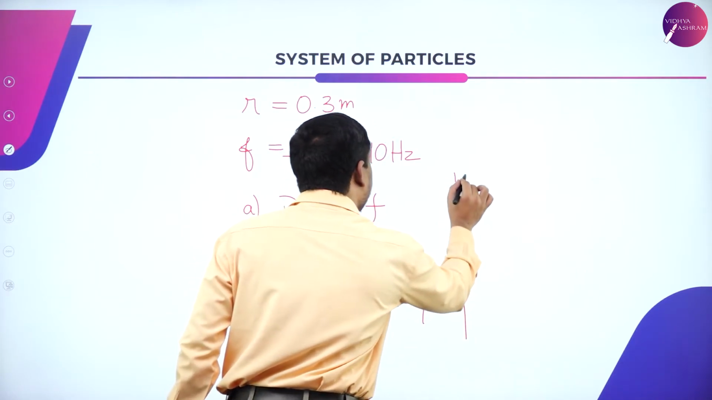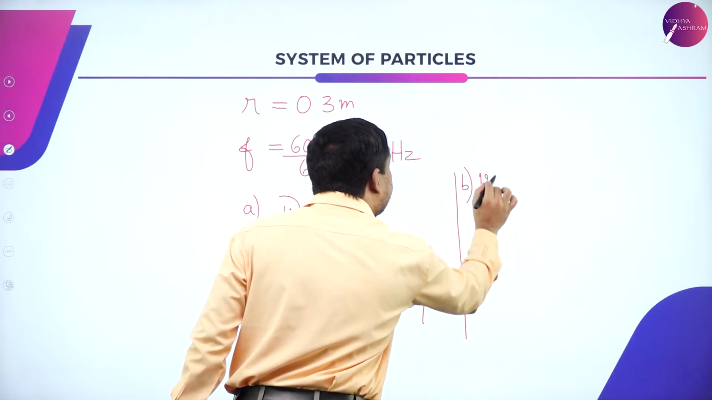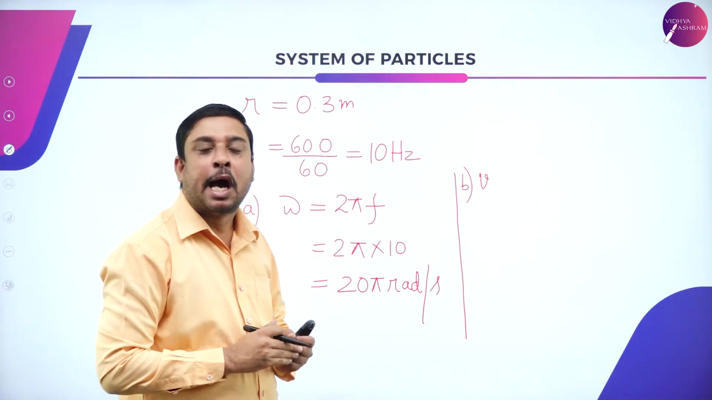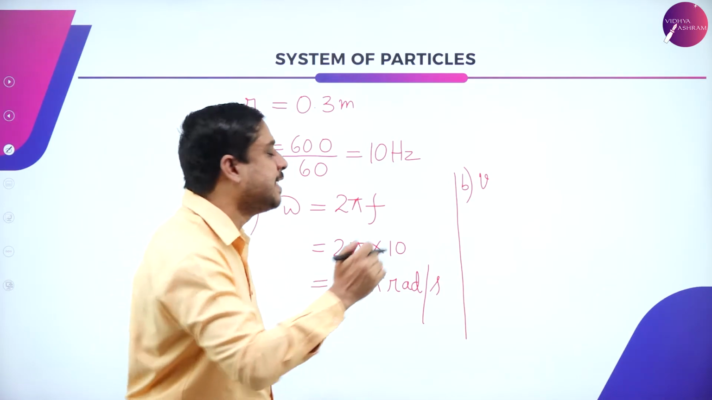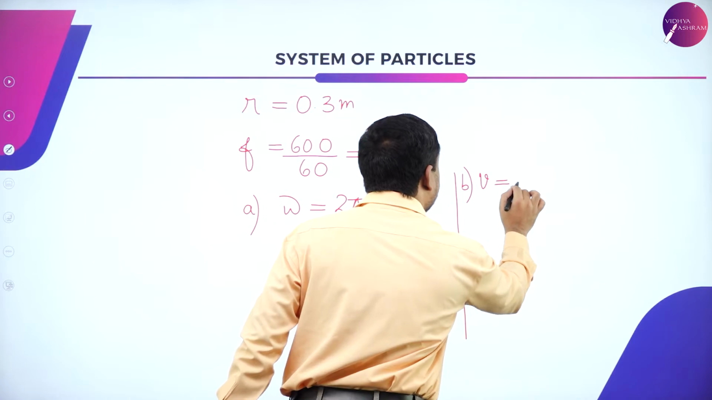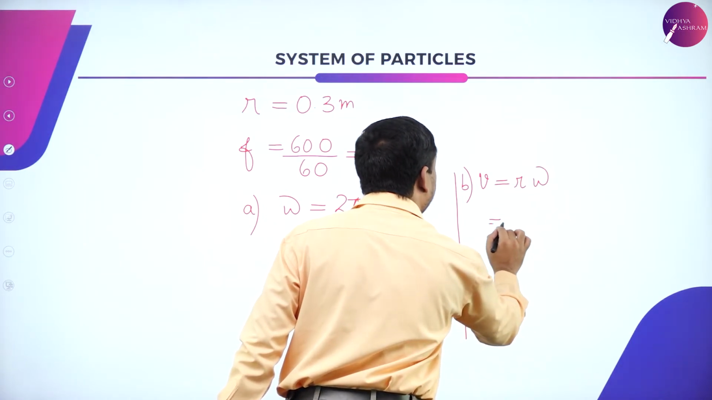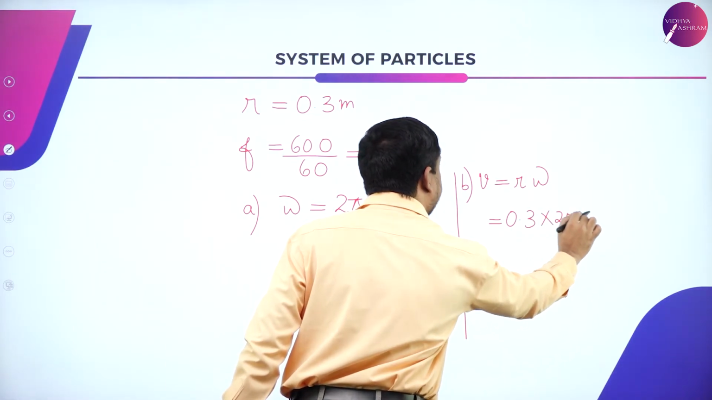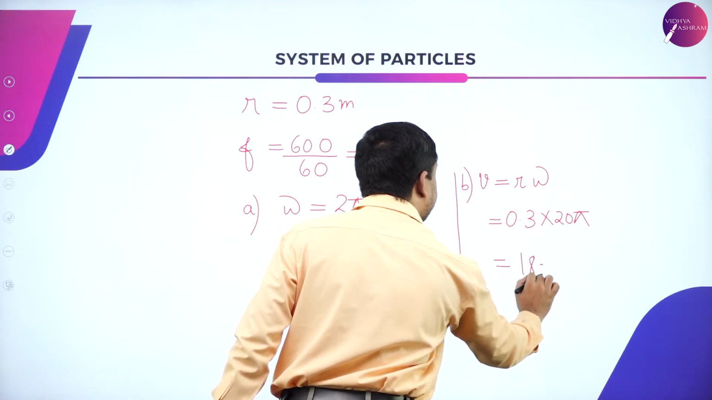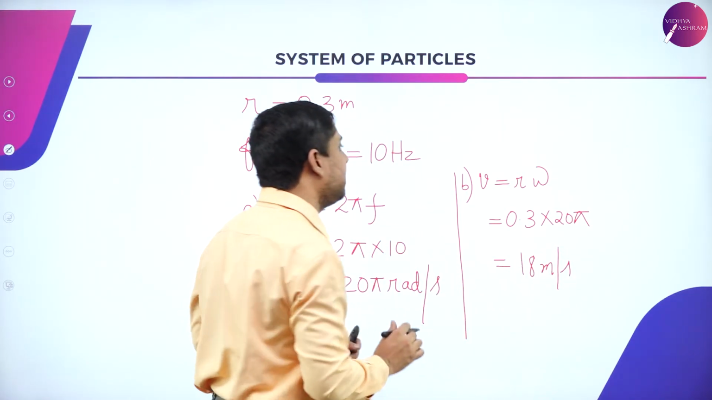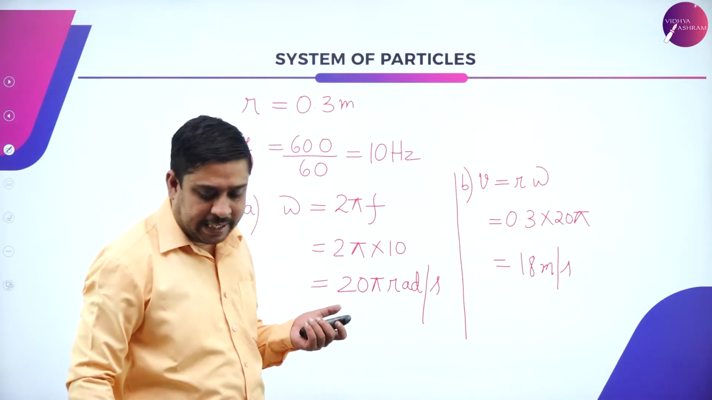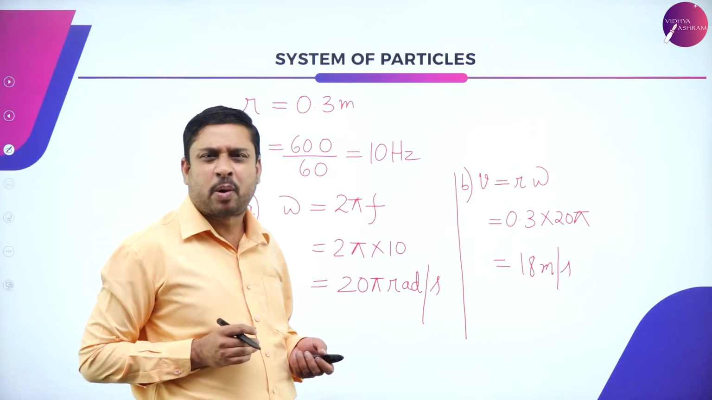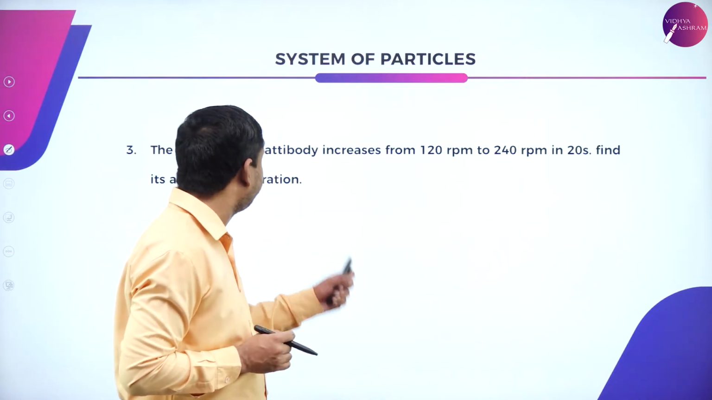And also, we have to calculate linear velocity v. Given radius, how will we find out linear velocity? V is r times omega. So 0.3 into 20 pi, nearly 18 meter per second. So if you are observing, it is very, very easy to solve problems from this chapter, provided we know the concepts.